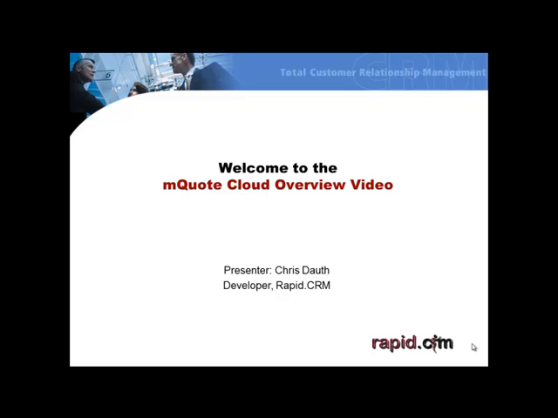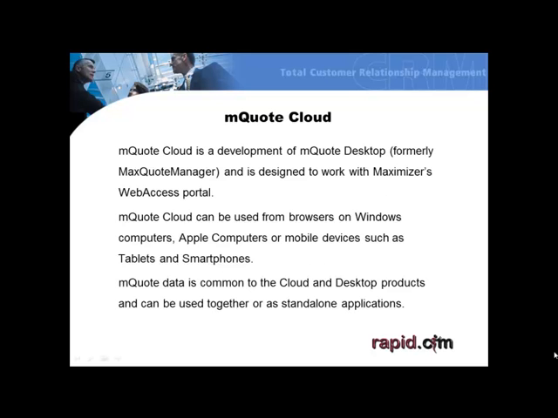In this video we'll cover the features and functions of mQuote Cloud. mQuote Cloud is a development of our mQuote desktop product, formerly known as mQuote Manager. mQuote Cloud is designed to work with Maximizer's web access portal and a custom login page that we designed for tablets like iPads.